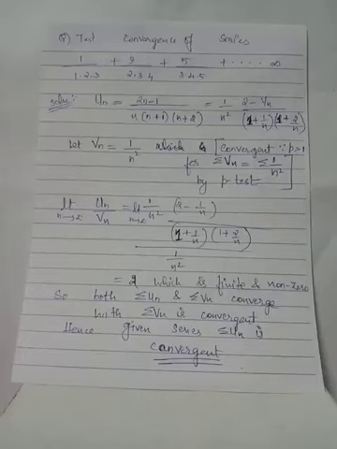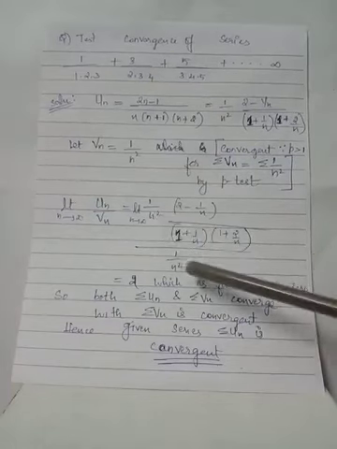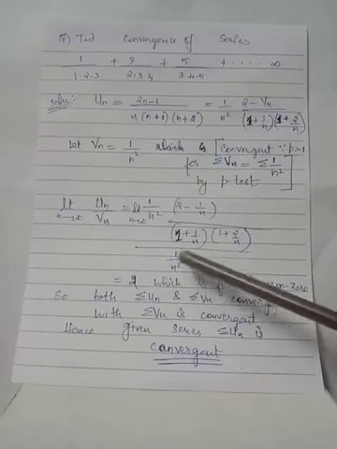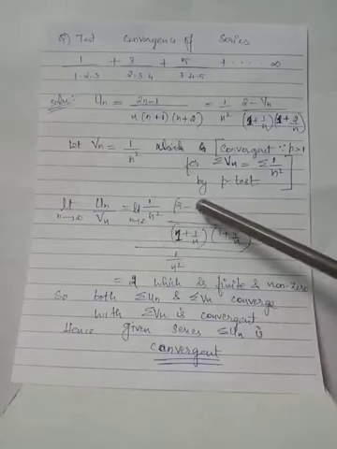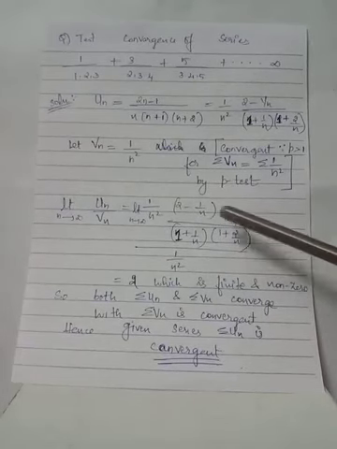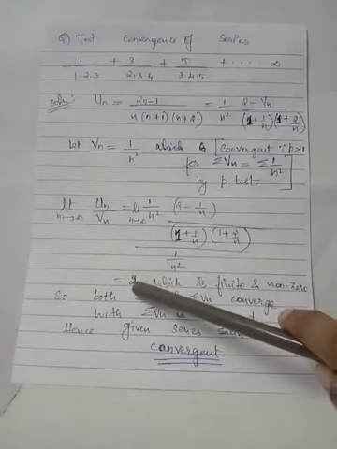Therefore, when we evaluate limit n tends to infinity un by bn, we can see that this 1 by n square in un and this 1 by n square, which is the general term of bn, will get cancelled. And when you apply limit n tends to infinity to these 1 by n format terms, it will become 0. So we are left with 2 divided by 1 into 1, which is ultimately 2.